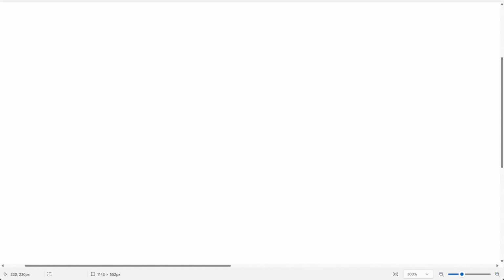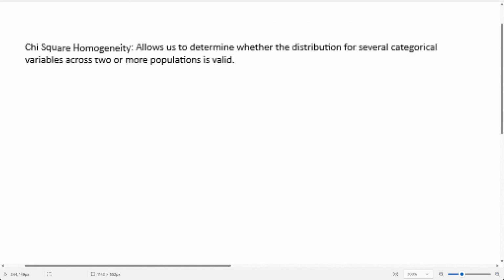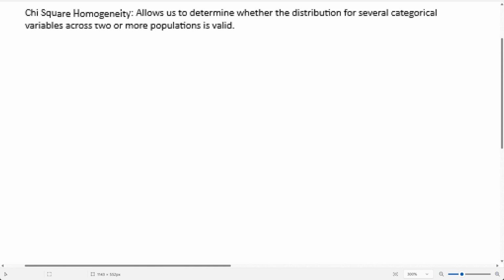You may be asking yourself, what is chi-squared homogeneity? I swear that sounds kind of familiar. I think I remember learning that a while back. But what exactly is it? Well, chi-square homogeneity allows us to determine whether the distribution for several categorical variables across two or more populations is valid. In simple terms, it lets you check the difference between groups to see if they're real or due to chance. The overall test uses the basic chi-square statistic and distribution that we've learned.